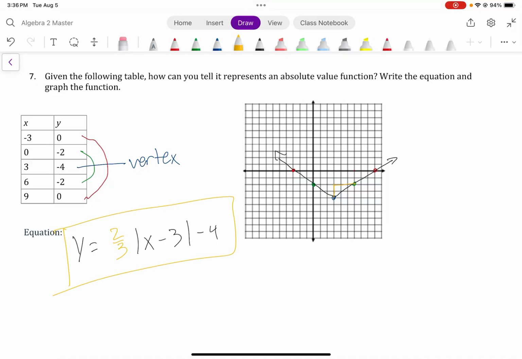That's my answer. I double check my parabola, or not my parabola, excuse me. My absolute value function is opening upwards, so my a value has to be positive. If it had been opening downwards, I would need this to be a -2/3, but since it opens up, it's a +2/3.